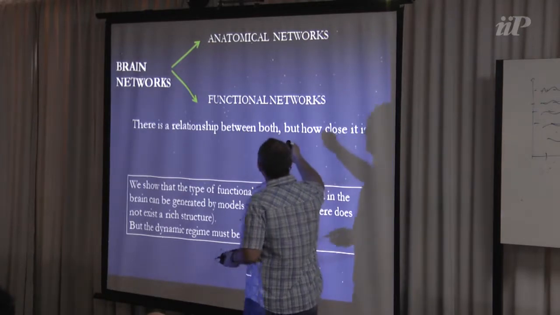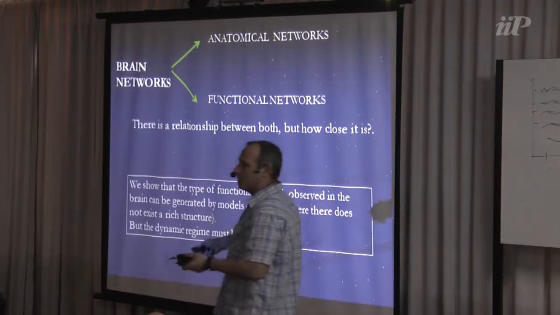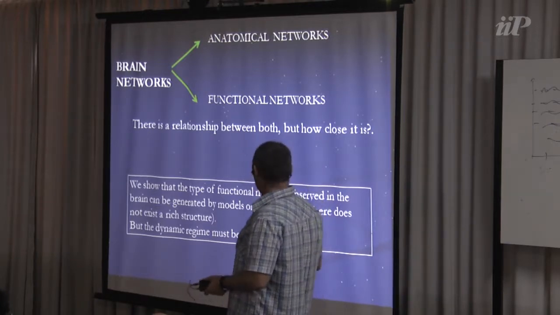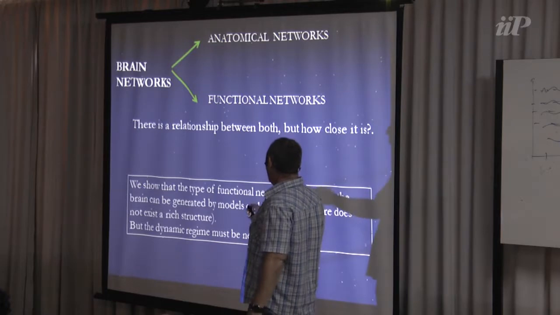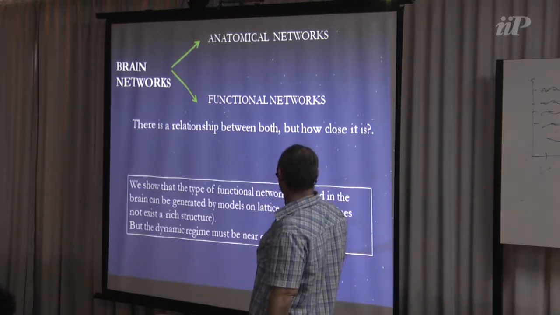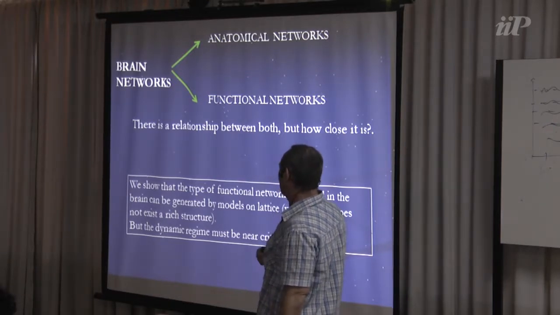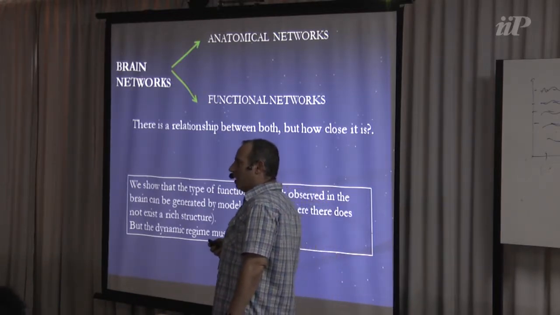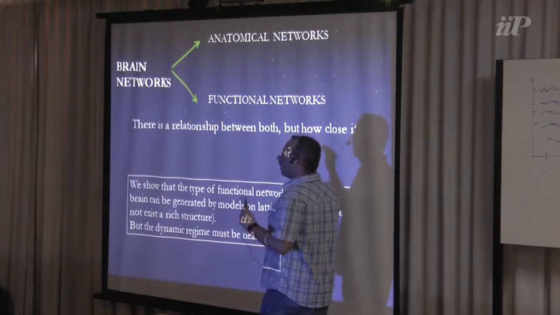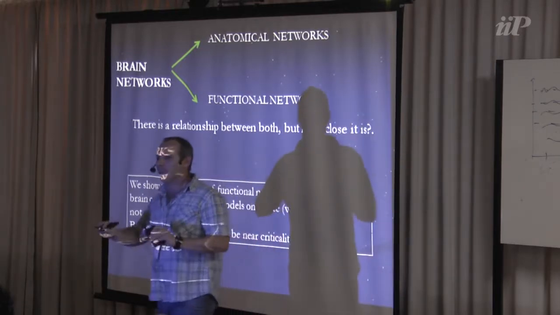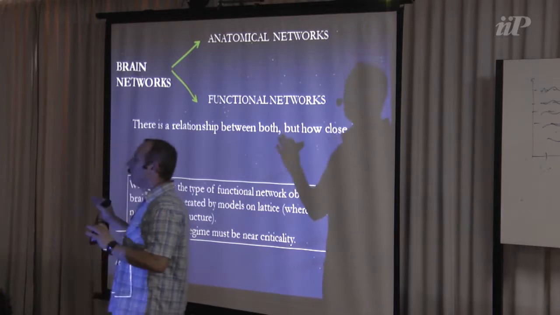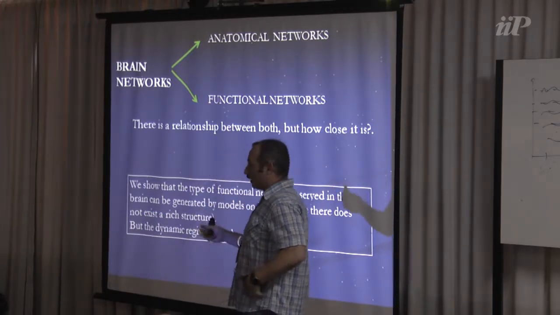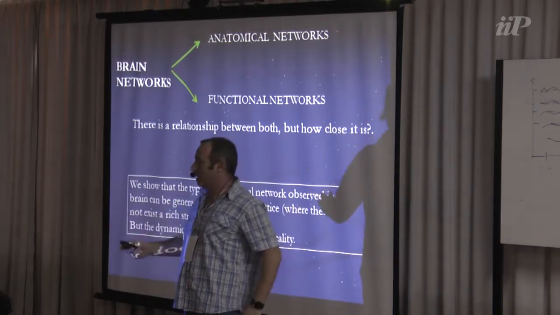Okay. Now there is a very important question to be addressed, and many people are working. That is, anatomical networks and functional networks must be related, but how? We show that the type of functional network observed in the brain can be generated by models on lattice, but when the dynamic regime is near criticality.